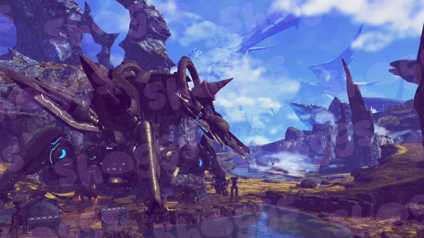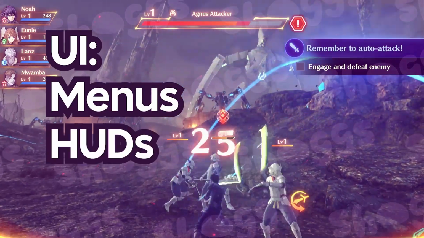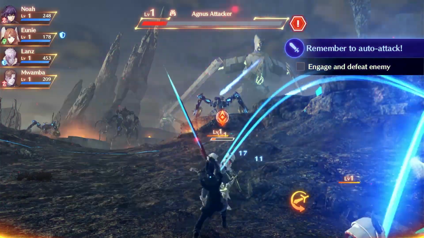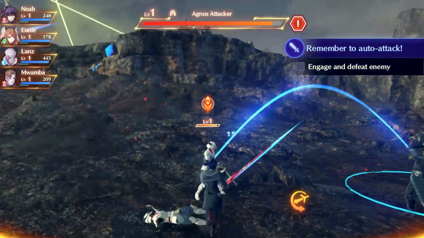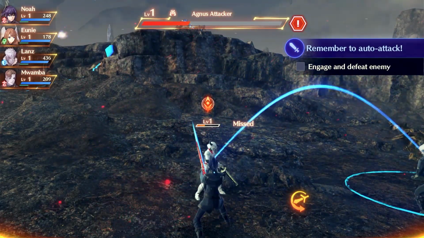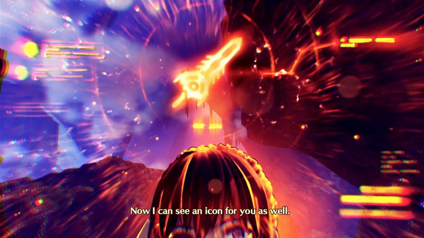Now, if you may or may not know, UI actually means user interface. It usually encompasses all the menus or heads-up displays or graphics which are overlaid on top of the game, which the player has access to if they need additional information which the gameplay doesn't provide. However, in the case of Xenoblade 3, the user interface actually applies to the characters as well, since they have to deal with the UI of the irises themselves.